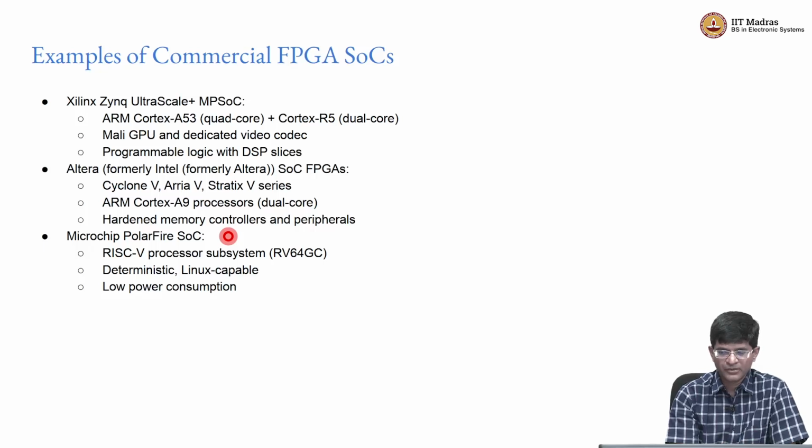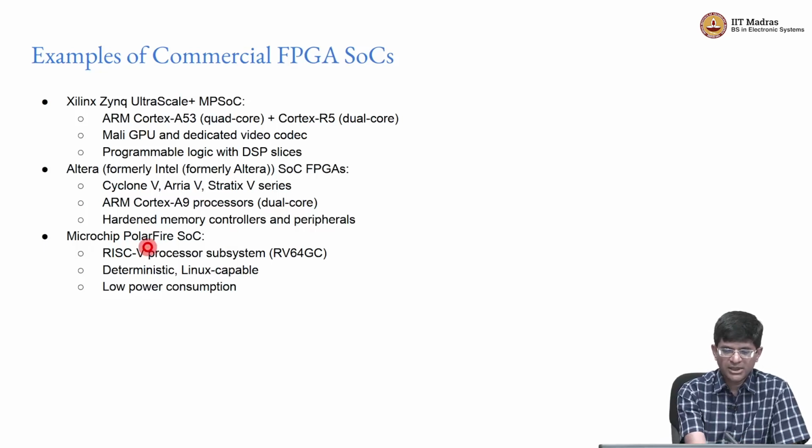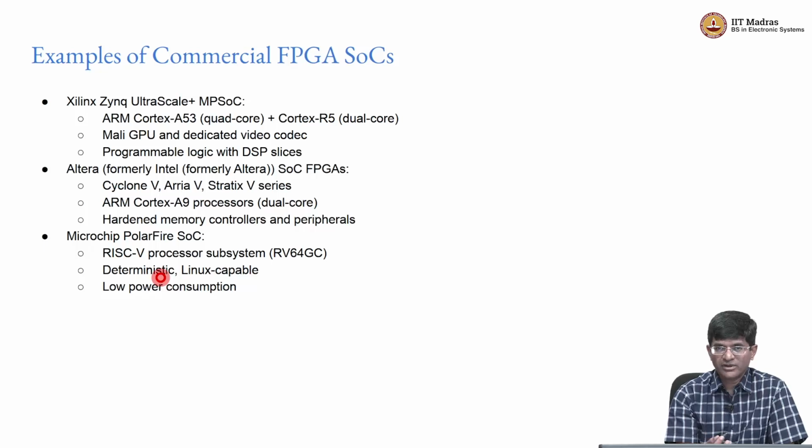or something like that. Now there is another company called Microchip that makes what's called the PolarFire SoCs. These are interesting in the sense that they are going with RISC-V rather than ARM, and they also have what they call deterministic processors, which are probably more suited towards real-time applications, and they're capable of running Linux and are also targeted at fairly low power consumption. So the point is that you have a variety of different options to choose from, but the basic idea remains the same. You have a programmable processor and you have a certain amount of logic that can then be attached to it.